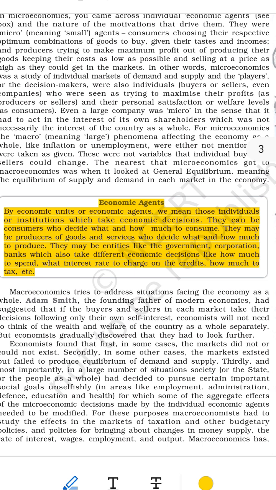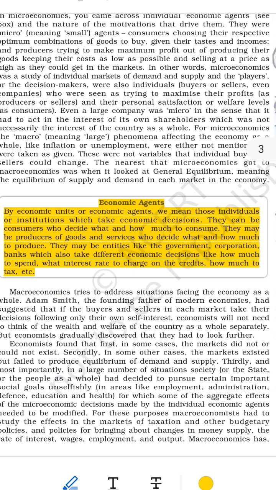Line 2. They can be consumers who decide what and how much to consume. Simple meaning: a consumer is a person who buys and uses things. They decide what to buy: chips, juice, clothes, etc. How much to buy: 1 bottle or 5. Example: if you buy 2 chocolates instead of 5, you are making a consumer decision.